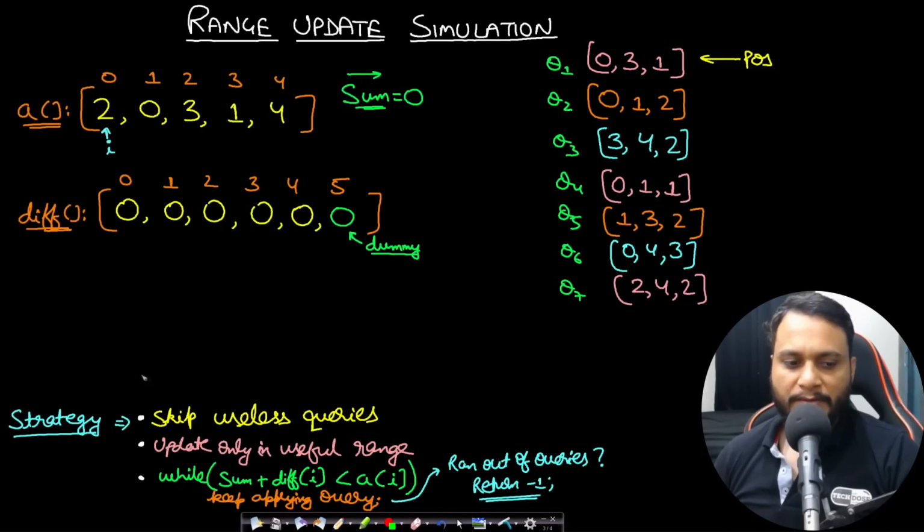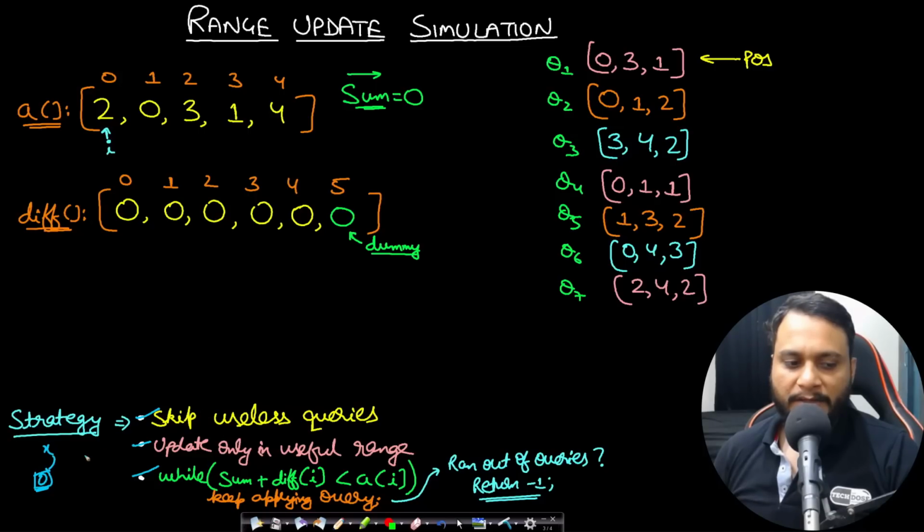The strategy here will be to skip all the useless queries. Useless queries means if I have moved in the future, then I don't want to update the past items. This will be understood while doing the dry run. We will be updating only in the useful range. I will show you what is the useful range. That means if I am done with some past items, I don't want to update them again. Which means that if I have already converted an item from X to 0, why would I even touch that item, right? I don't want to touch that item.